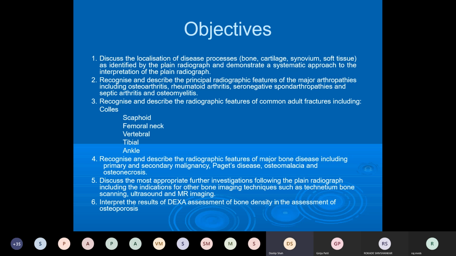Then discuss the most appropriate further investigations following the plain radiograph, including the indications for other bone imaging like technetium bone scanning, ultrasound, and MRI, and interpret the results with a DEXA assessment for the bone density and assessment of osteoporosis.